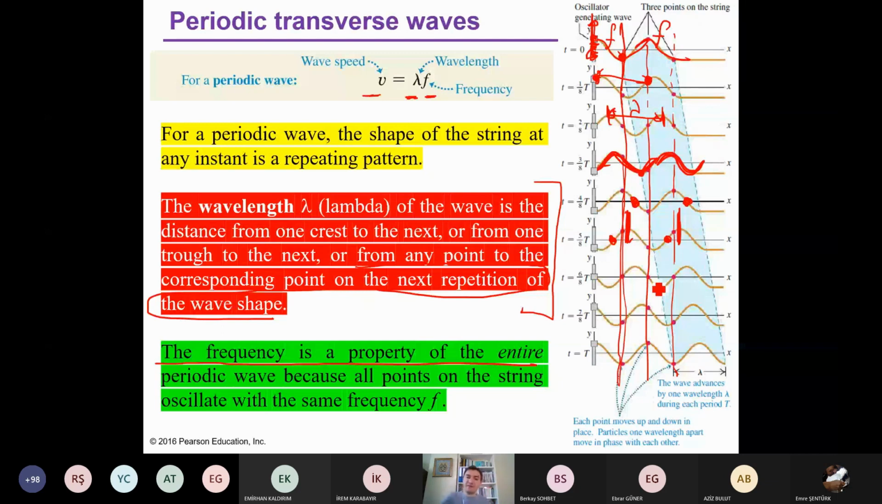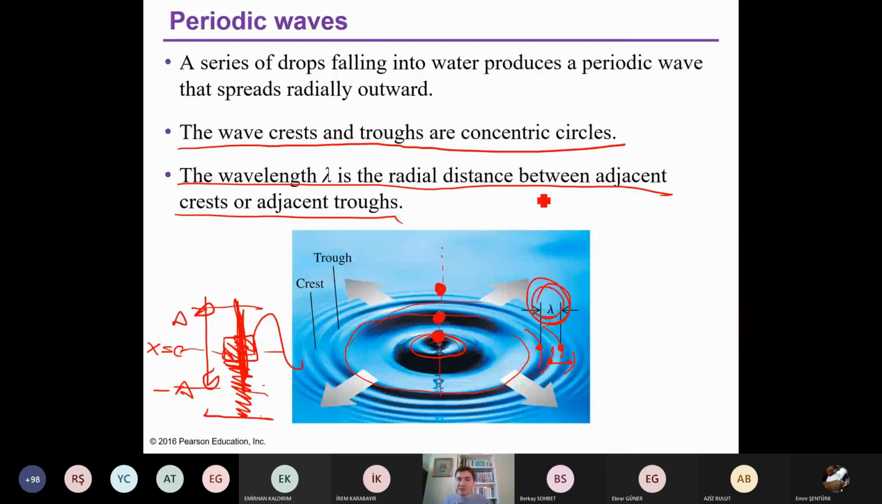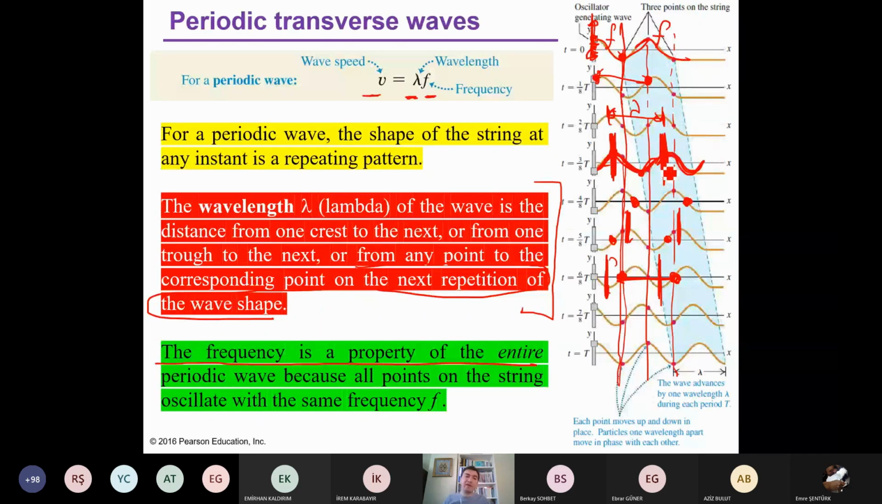This is the wavelength. And the frequency for each particle on this medium is the same. So here we have a particle, it oscillates with a certain frequency, and each particle oscillates with the same frequency. Don't forget this one. Do you have any question here?